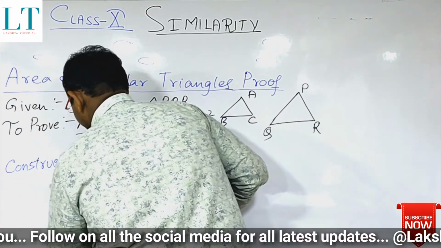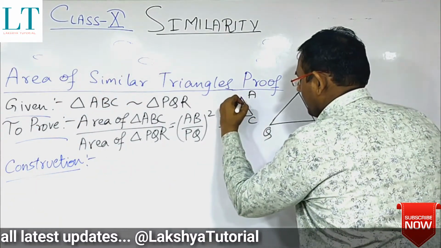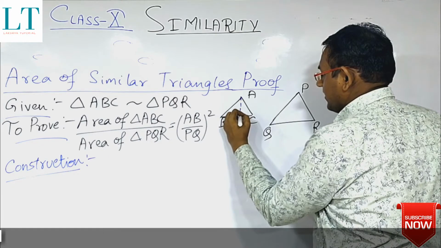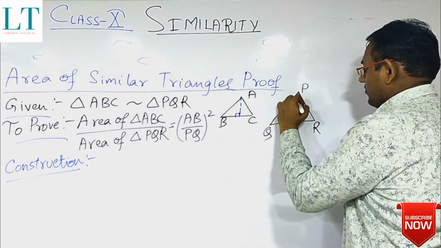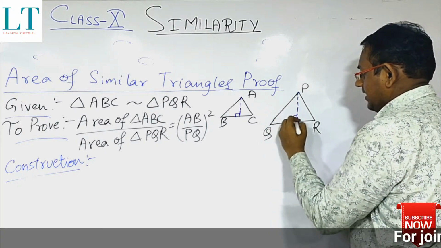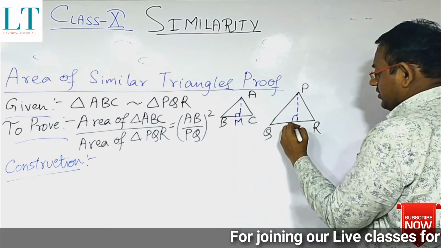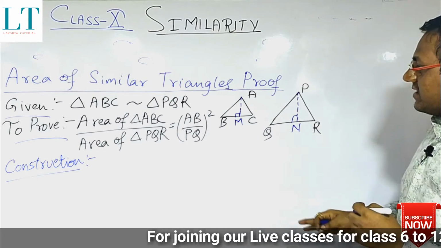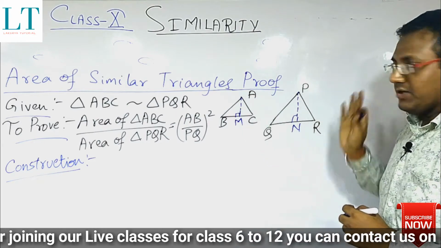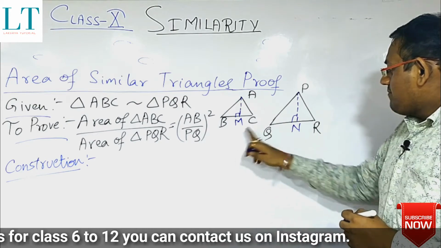Now what is the construction that we need to do over here? We are basically going to drop a perpendicular from the point A on the opposite side BC. Similarly, we are going to drop a perpendicular from the point P to the opposite side QR. And let us name this point to be M over here and this point to be N over here. Construction is very simple. We just need to drop a perpendicular from point A and point P on the other side BC and QR, and we name that point to be M and N over here.